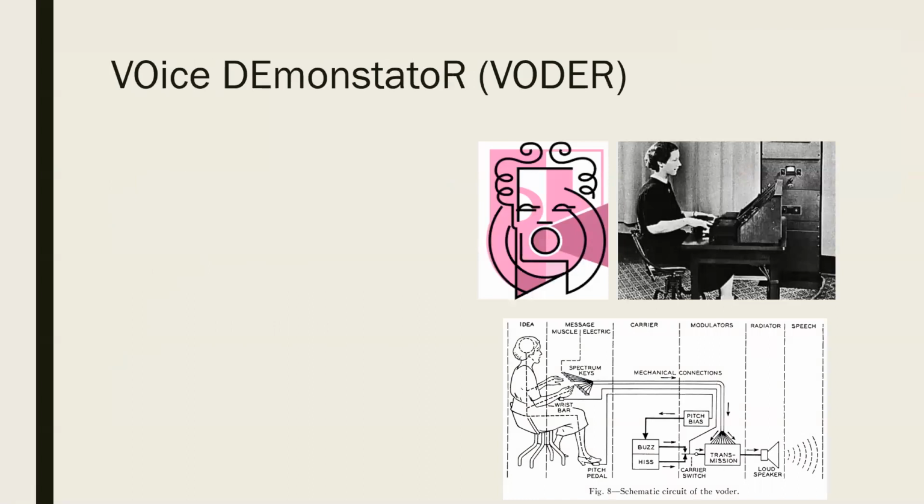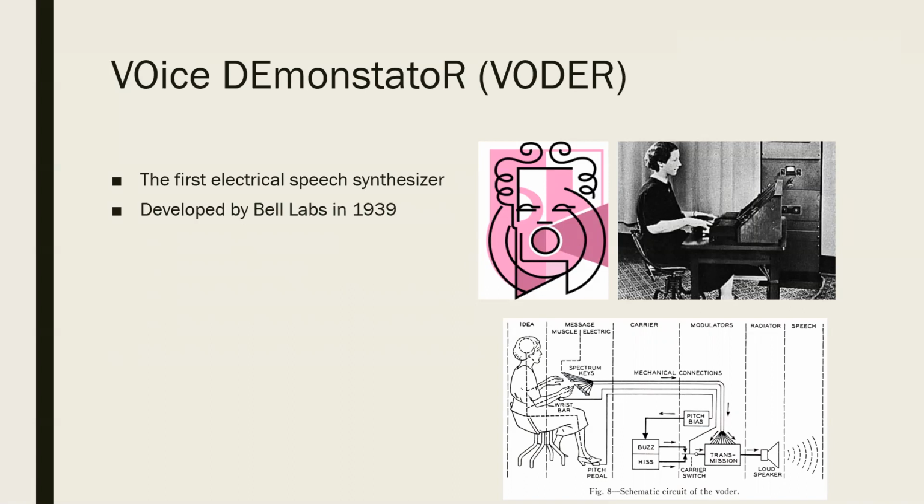After that, a few hundred years passed before we see any major developments in speech synthesis. But by the time a lot more had been developed in electrical engineering, we see a new example of a speech synthesis system which was capable of generating very recognizable speech. This was called the voice demonstrator, also known as Voder. Voder is what we can consider the first electric speech synthesizer. It was developed by Bell Labs in 1939. Homer Dudley was the inventor.